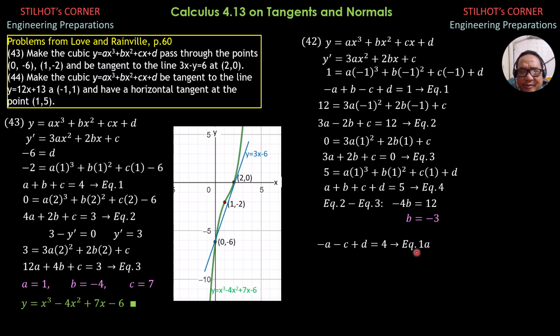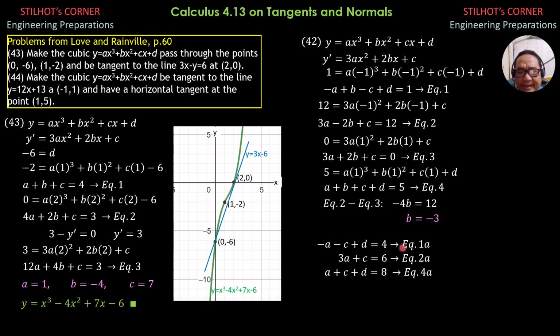Call that equation 1a. Equation 2, if we substitute b equals negative 3, gives 3a plus c, and this is positive 6, so 12 minus 6, 6. So 3a plus c equals 6. And of course, if you substitute b is negative 3 in equation 3, we will arrive at the same equation, so we do not do that. But in equation 4, if we substitute b is negative 3, then it becomes a plus c plus d equals 8. We will call that equation 4a.